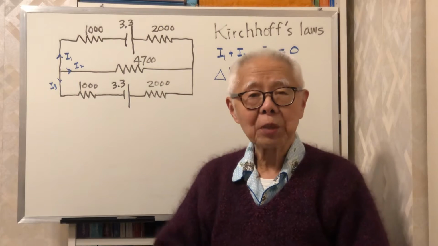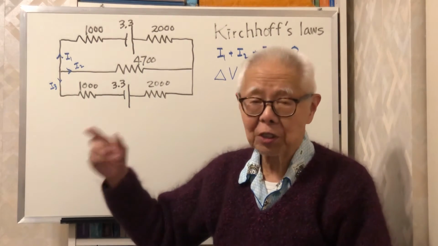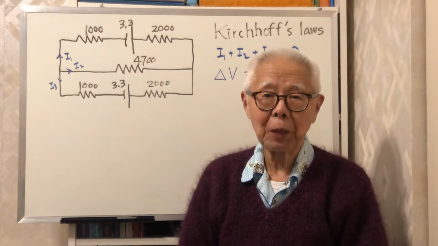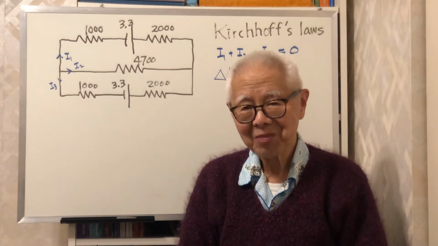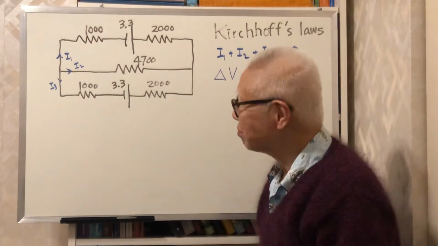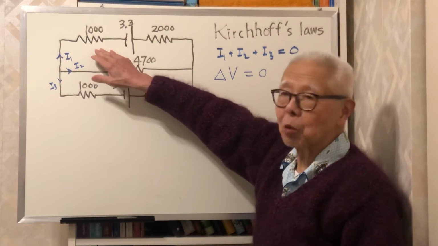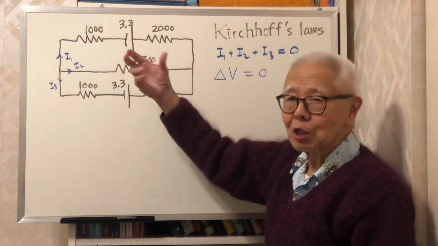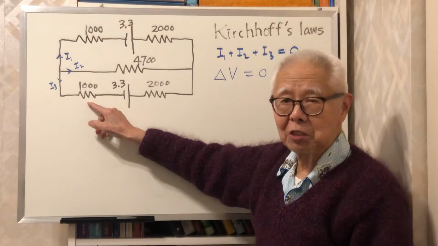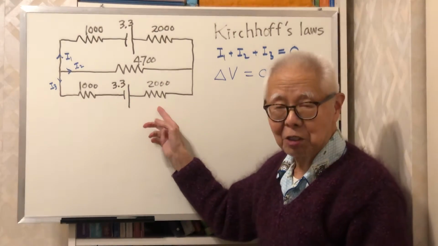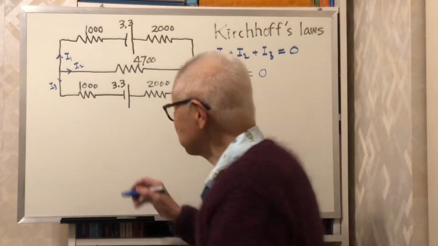But because this circuit is very special, the values given are quite special, we don't need Kirchhoff's law. How do we do that? First step, combine the 1000 and 2000 to become 3000. Combine this 1000 and 2000 to become 3000. So I redraw this circuit.